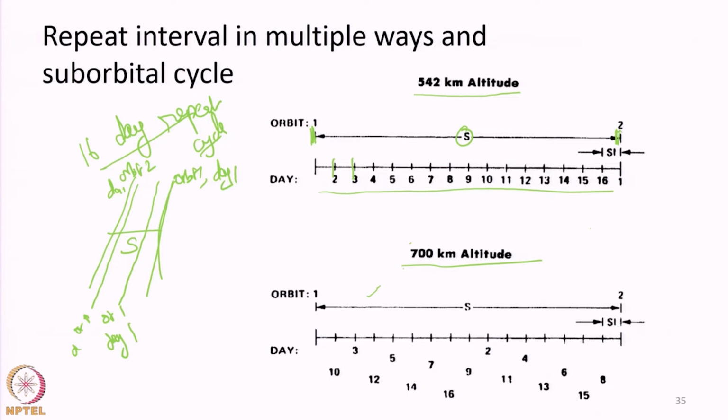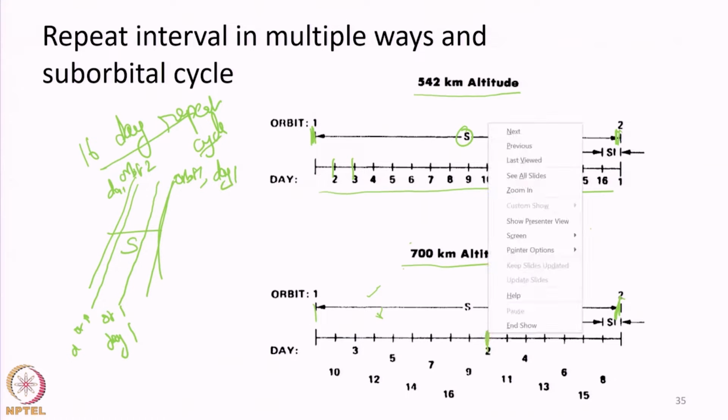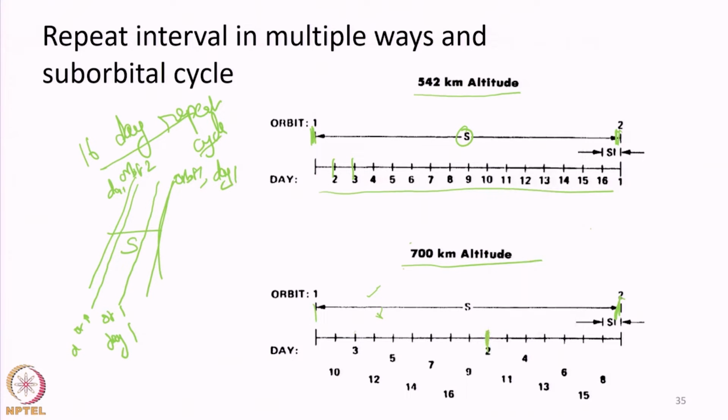Now how will it be? This will be orbit 1 day 1, orbit 2 day 1, but on the second day the satellite may be somewhere in between. On the third day the satellite may be here, on the fourth day the satellite may be here. That is, the first orbit in the successive days can be planned in many different ways. That is what I am trying to convey.